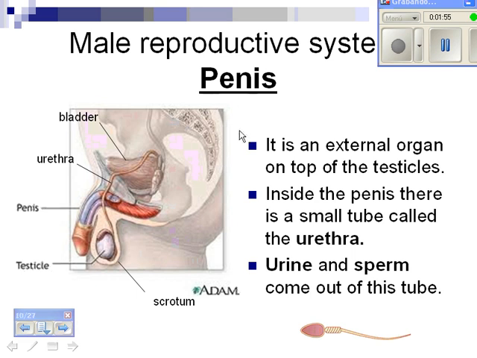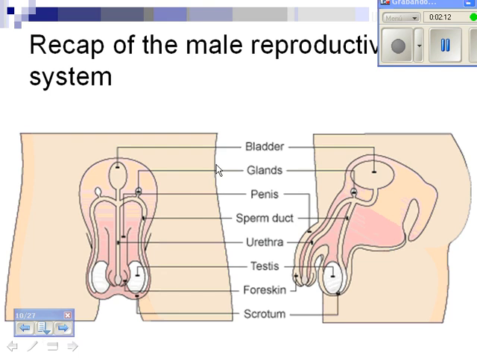The penis. It is an external organ on top of the testicles. Inside the penis, there is a small tube called the urethra, which is here. Urine and sperm come out of this tube. And here's a recap of the male reproductive system. So the testicles are here, the penis, and the urethra here.